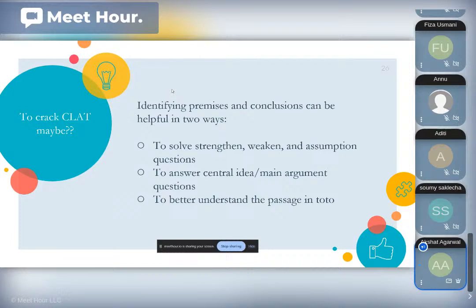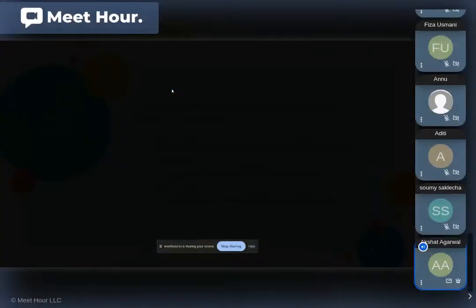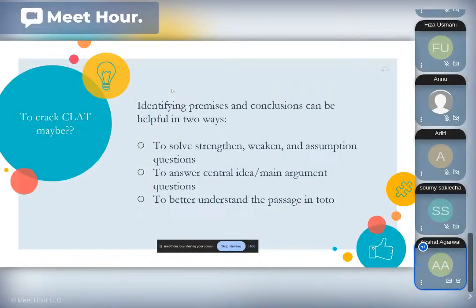What are the nuances of the author? What is the kind of position which the author is taking? Are they going in one extreme direction? Are they taking a very moderate position? Or are they going in another extreme direction? Right? And it goes without saying it's very important for solving strengthen, weaken, and assumption questions. All right. So, yeah, that's pretty much it.